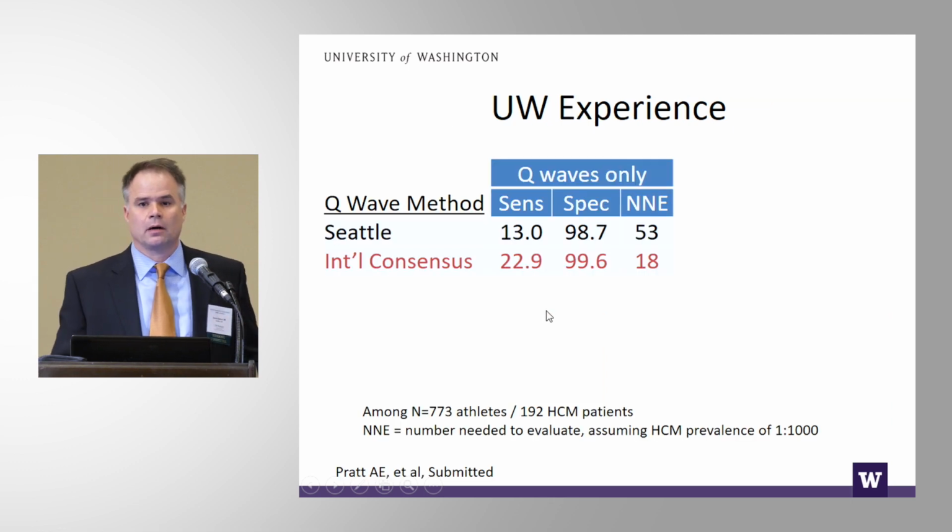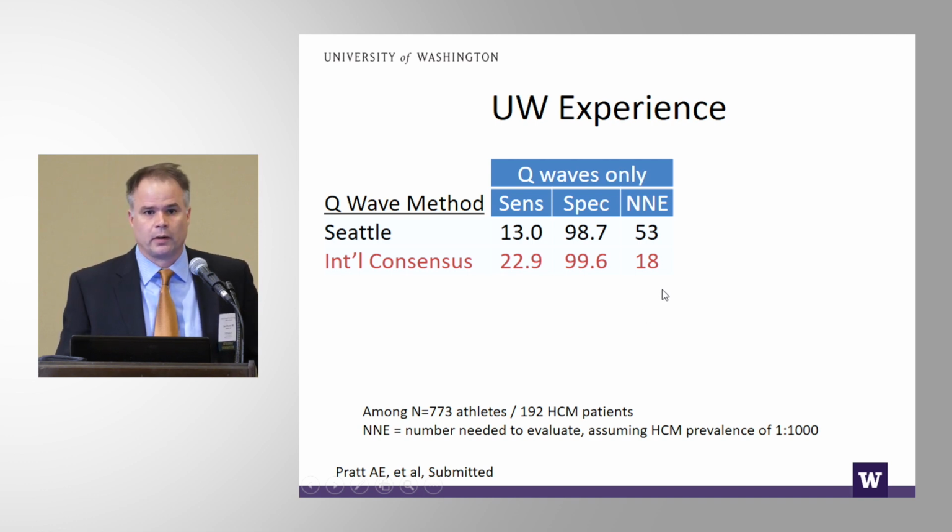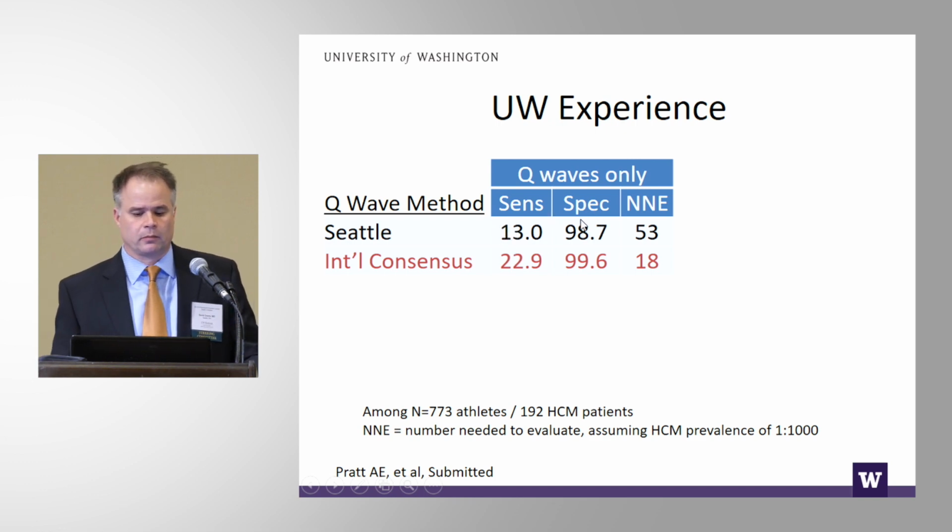When we look at this in our population of patients with hypertrophic cardiomyopathy and athletes, we see that this is actually quite a good change. If we're only looking at Q waves, and that's the only thing we're looking at on the EKG, the sensitivity goes from 13% up to 22%, and the specificity goes from 98.7 to 99.6%.